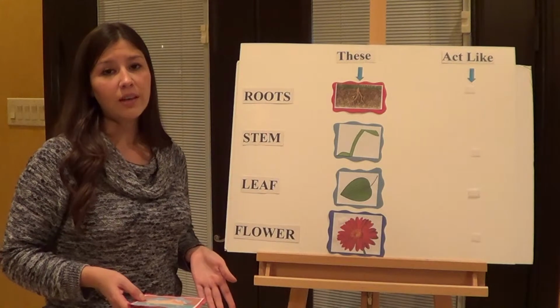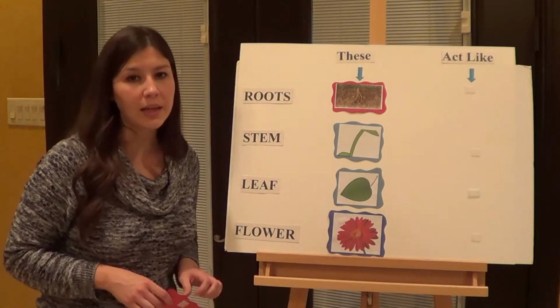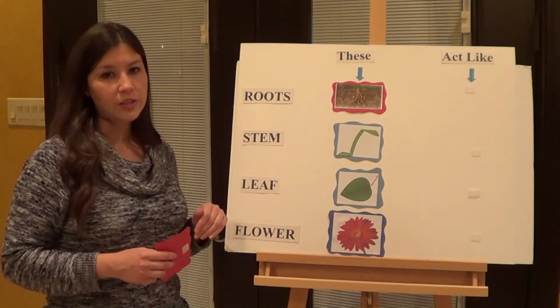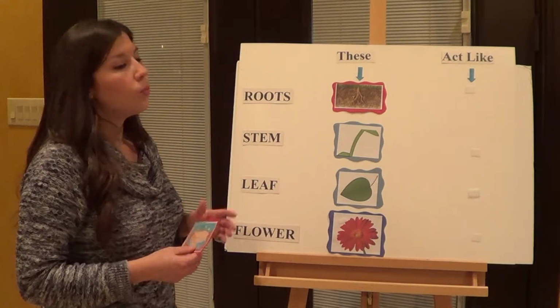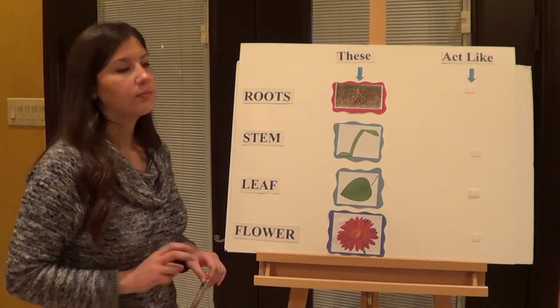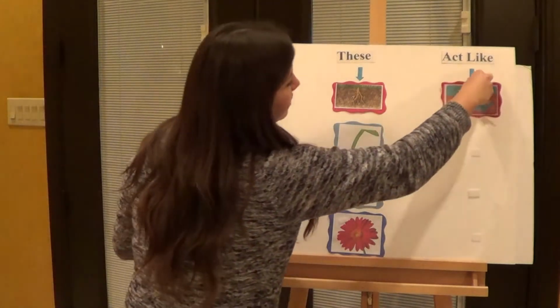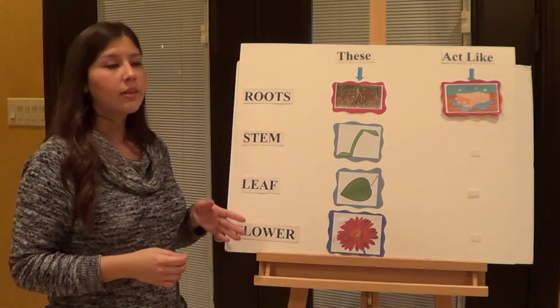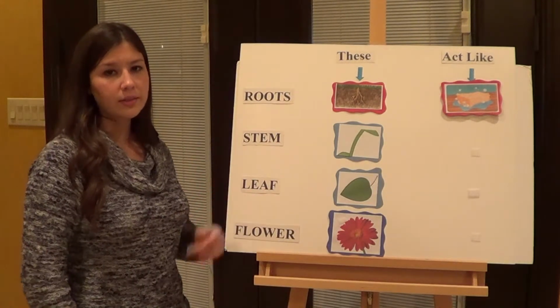Here are some ways to help you remember what the different parts of the plants do. The roots soak up water that falls into the dirt. What else soaks up water? For me, I thought of a sponge. Roots soak up water for the plant the same way sponges soak up water.